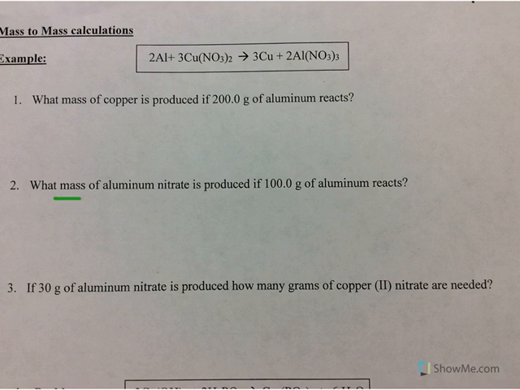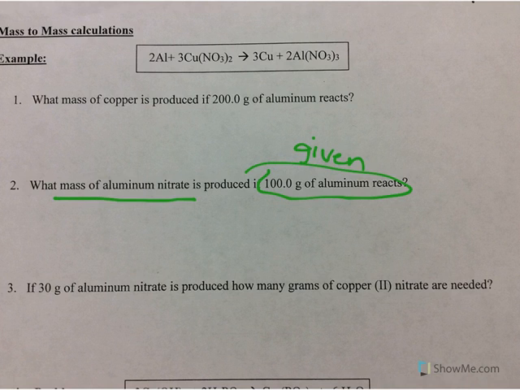Number 2 says, what is the mass of aluminum nitrate that is produced if 100.0 grams of aluminum reacts? So we're going to circle 100 grams of aluminum and label that the given. Mass of aluminum nitrate is what we're trying to find, so we're going to put the given in the top left. So we're going to do 100.0 grams of aluminum.